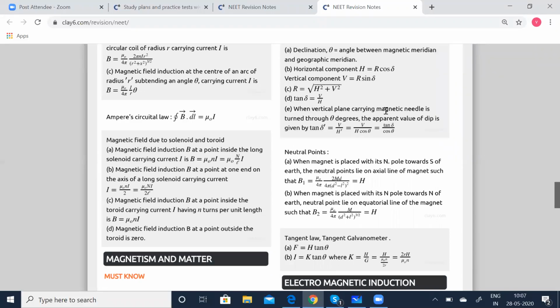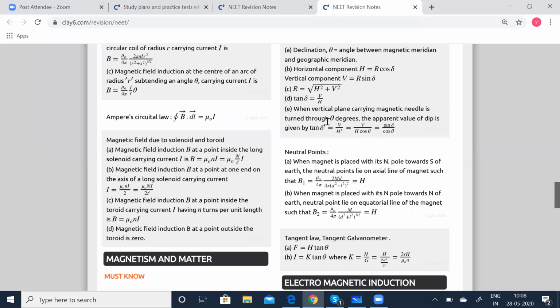When a vertical plane carrying a magnetic needle is turned through theta degrees, the apparent value of dip is given by tan delta dash equals V by H dash. Now, when it is turned through an angle theta, obviously the value of dip, which is represented by delta, changes. Remember children, I told you delta is nothing but the angle made by the components along with the axis. That is called the angle of dip, and it varies from place to place. It is not going to be the same; it varies on all places on Earth.